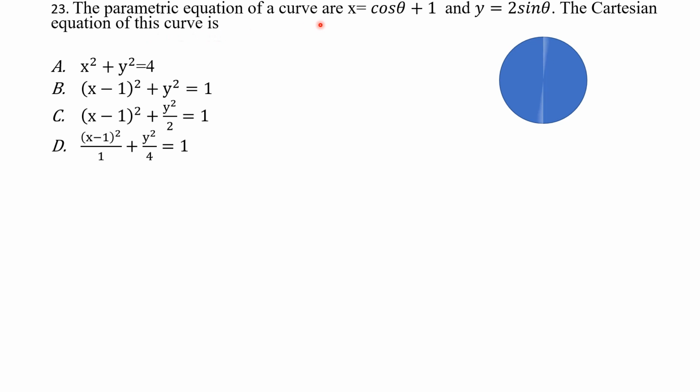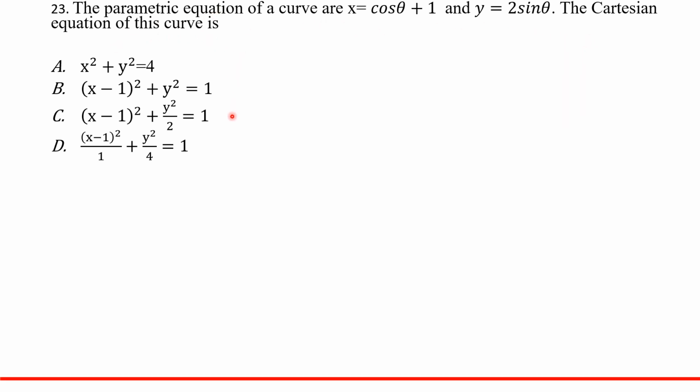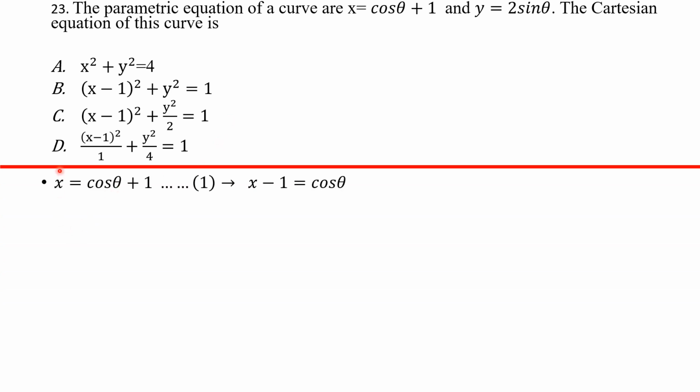The parametric equations of a curve are this and that. The Cartesian equation of this curve is, okay guys, so x equals cos theta plus 1, which implies that, well, let's make cos theta alone on one side. So we have x minus 1 equals cos theta. So y equals 2 sine theta. So let's make sine theta alone on one side. So we have y over 2 to be sine theta.